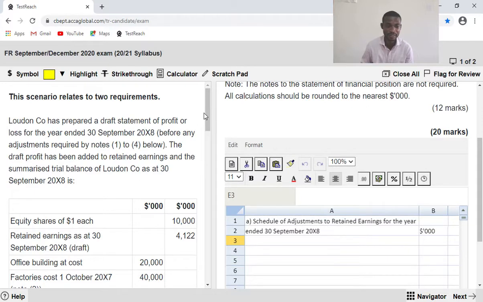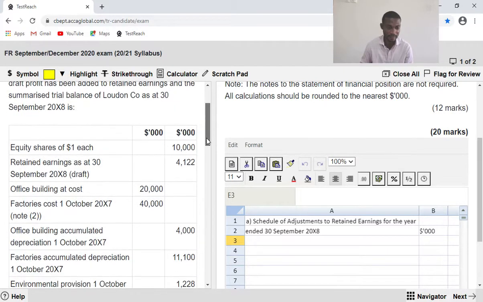Now with this, what I want to do next is to read the question, to have a full idea of what to do. Now, Loudon Co. has prepared a draft statement of profit or loss for the year ended September 20X8. Before any adjustment required by notes 1 to 4 below, the draft profit has been added to retained earnings and the summarized trial balance of Loudon Co. as at 30th September X8.